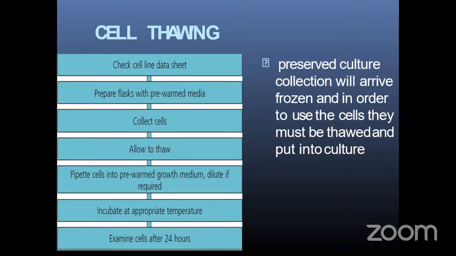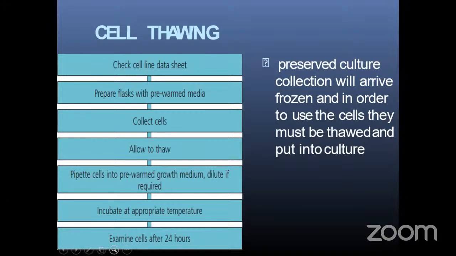What are the culture conditions? What are the cells? We have to label everything when we store them. Accordingly, we prepare the flask, and we should know which media is suitable. Then first you have to pre-warm the media. Then you collect the cells and allow them to thaw. As I said, from minus 196 you don't bring them directly to room temperature. Slowly, after 2 to 3 days, it has to come to room temperature.